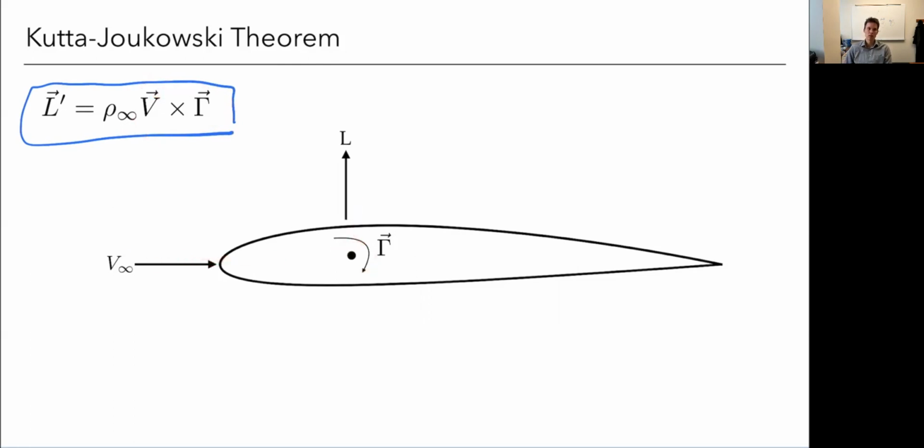And the circulation follows the right-hand rule. So in this case, if I curl my fingers around, my thumb points in the direction of the circulation. So it's into the page right now. So if I take V cross gamma, V is this way, gamma is into the page, my thumb points in the direction of the lift. So it's always perpendicular to my velocity. And so notice that my lift is going to be directly related to that circulation that's generated, or that sort of net vorticity.